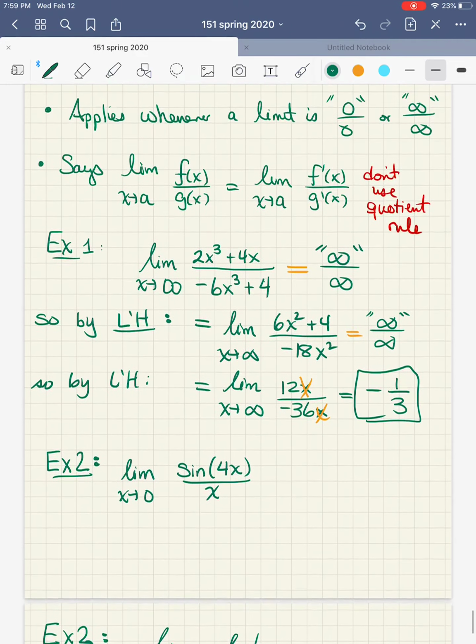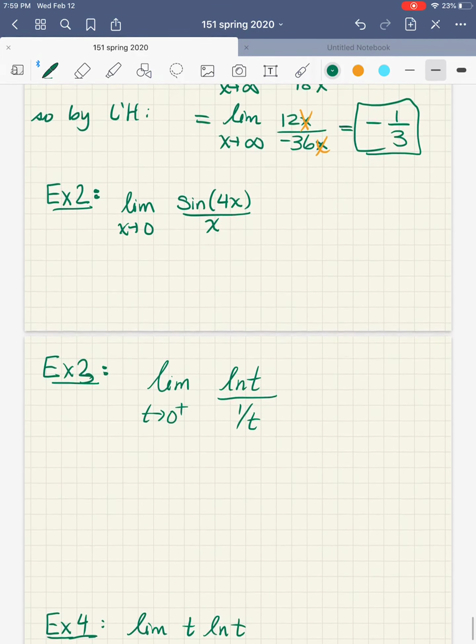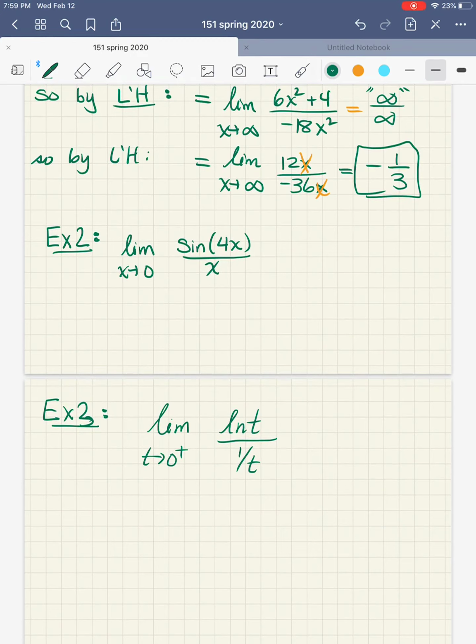Let's just do a few more. So I'm going to do the limit as x goes to 0 of sine of 4x over x. And so if I just plug in, I'm going to get sine of 0 over 0, which is 0 over 0. And so L'Hopital's rule is going to say that this limit is going to be equal to the limit of the derivative, which is going to be 4 cosine of 4x over 1.